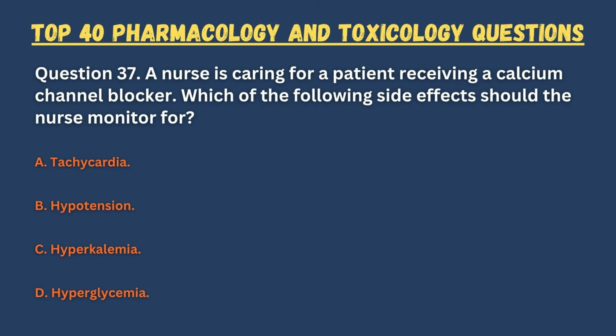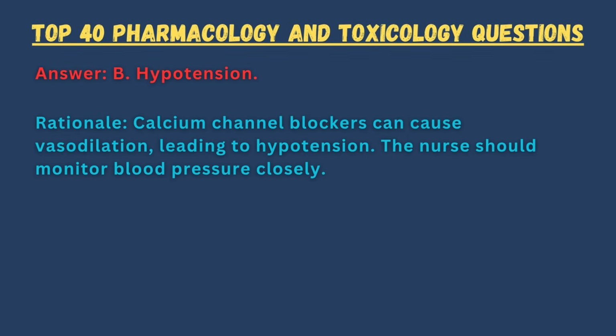Question 37. A nurse is caring for a patient receiving a calcium channel blocker. Which of the following side effects should the nurse monitor for? A. Tachycardia. B. Hypotension. C. Hyperkalemia. D. Hyperglycemia. Answer: B. Hypotension. Rationale: calcium channel blockers can cause vasodilation, leading to hypotension. The nurse should monitor blood pressure closely.